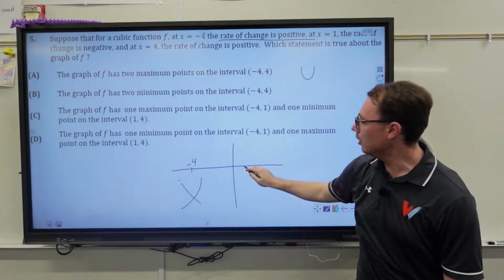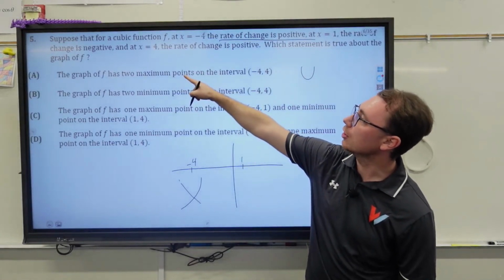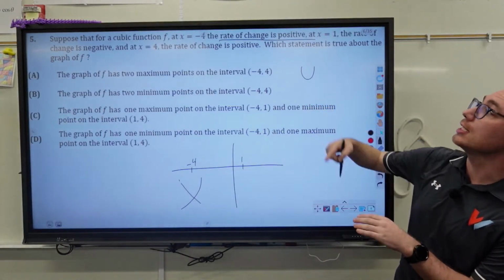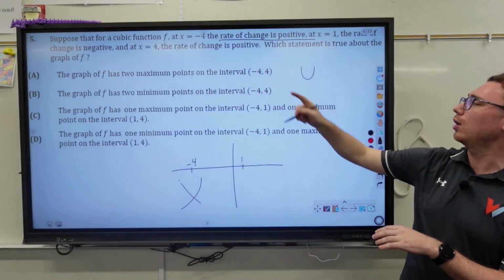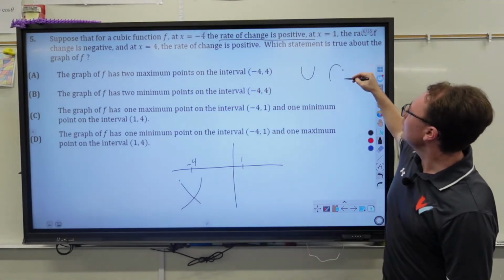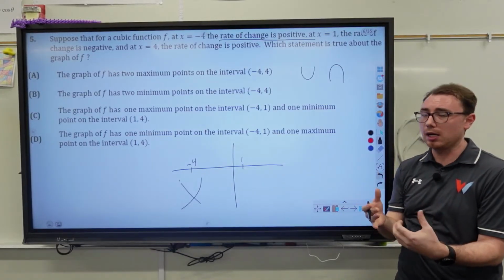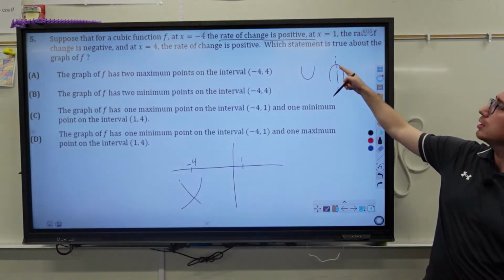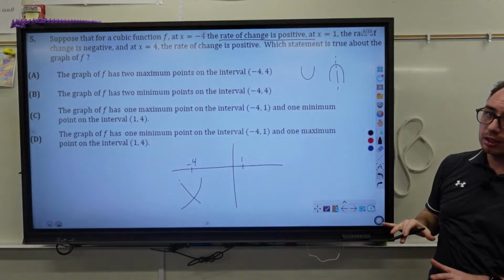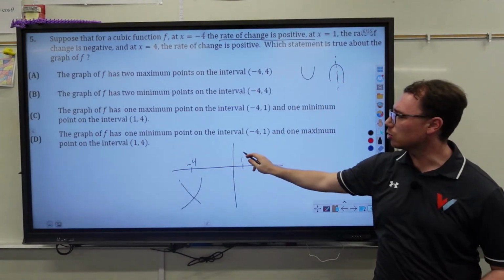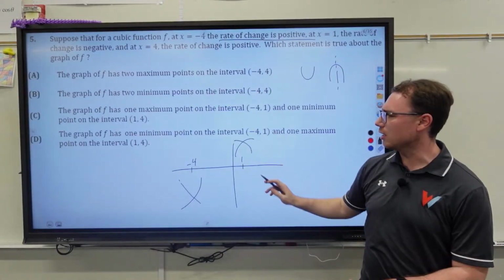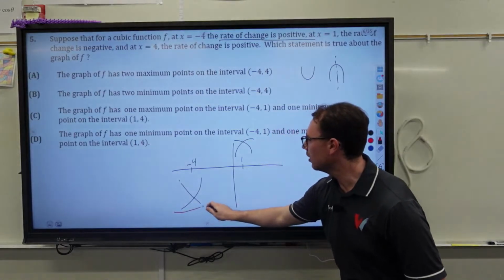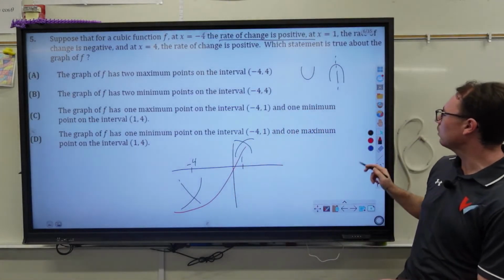At x equals 1, the rate of change is negative. So we know this is going to be a concave down graph of some kind. These graphs, where it's decreasing but the rate of change is decreasing, is going to be at this x equals 1. So we know it looks like this at some point. The graph, probably in red, goes like this at the point right now.